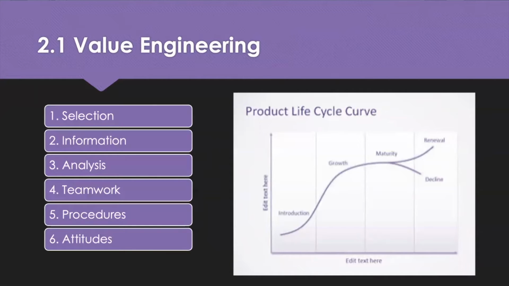But there are 6 elements of value engineering. The first being selection. Value engineering doesn't have to apply to everything within the supply chain. The production process, materials, procedures and systems should come from an analysis of which areas of procurement and supply will produce the greatest result with the least effort and minimal risk.